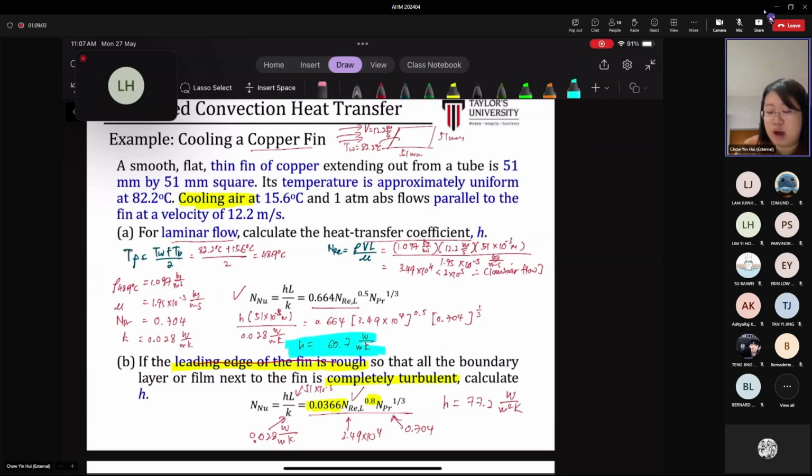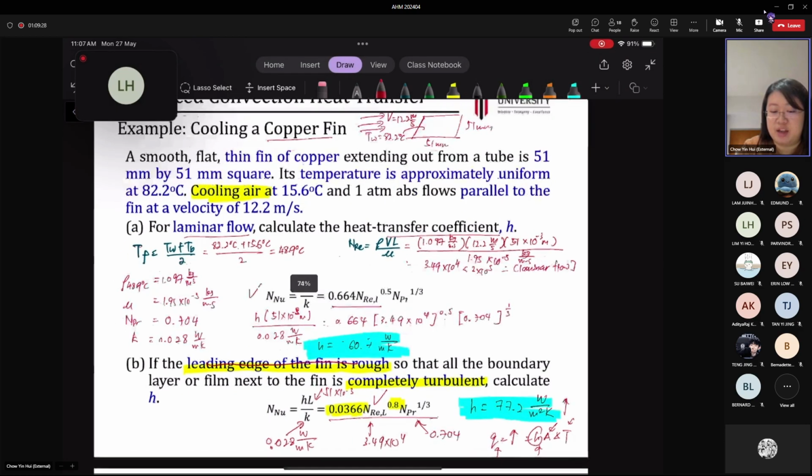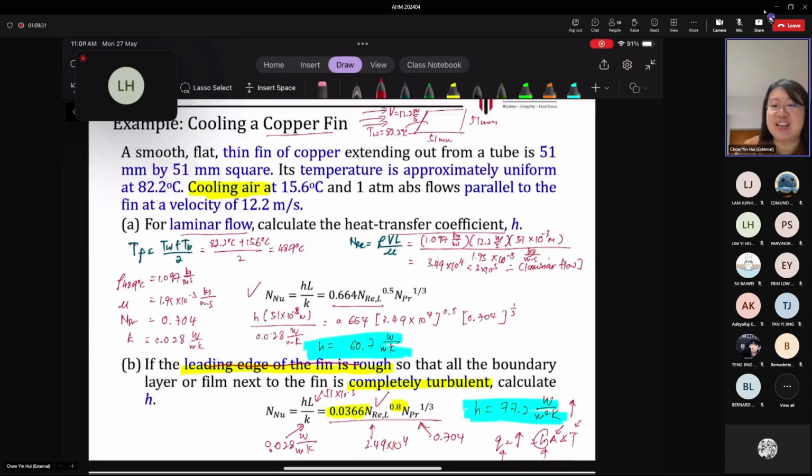But when you have a rough plate, it creates turbulent flow, so the h value is even higher, 77.2. When your h value increases, your rate of heat transfer will also increase, because it's hA multiplied by the temperature difference. If this is constant but h increases, then your rate of heat transfer will also increase.